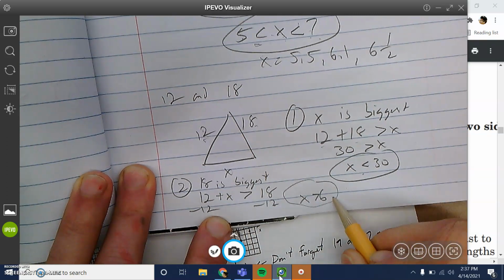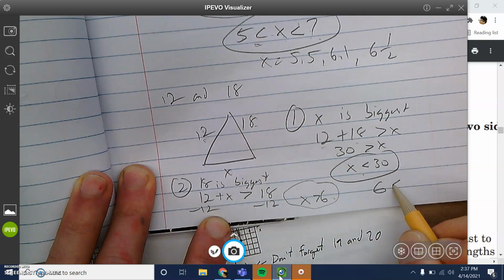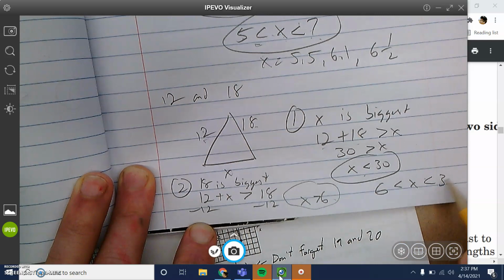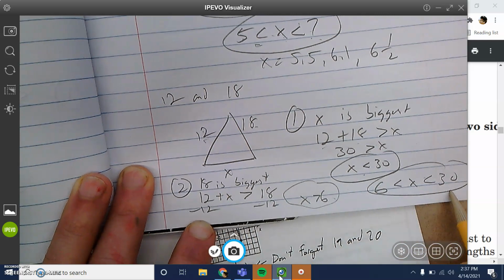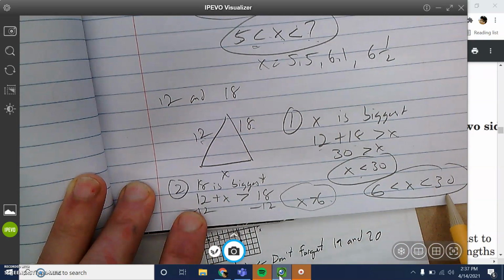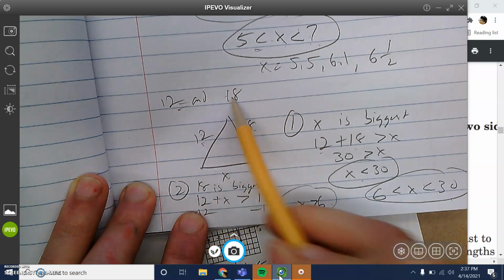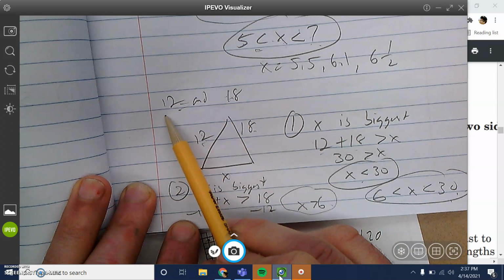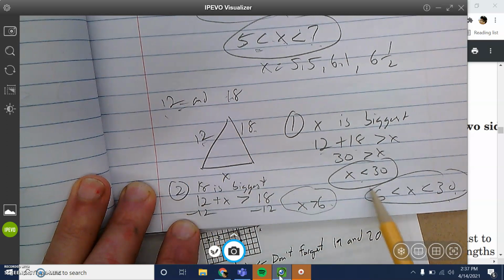So, compound inequality, start with the smaller one. 6 is less than x, which is less than 30. Anything between 30 and 6. Have you noticed the pattern? Yeah, you add them up, and you get this. You subtract them. 18 minus 12 is 6.